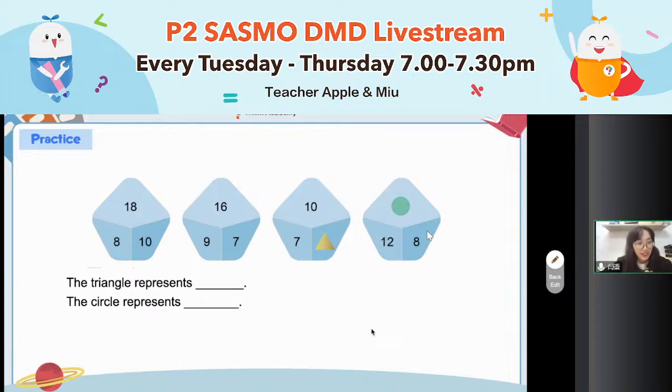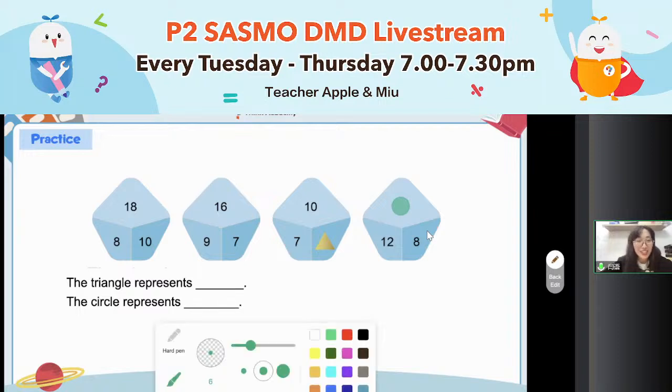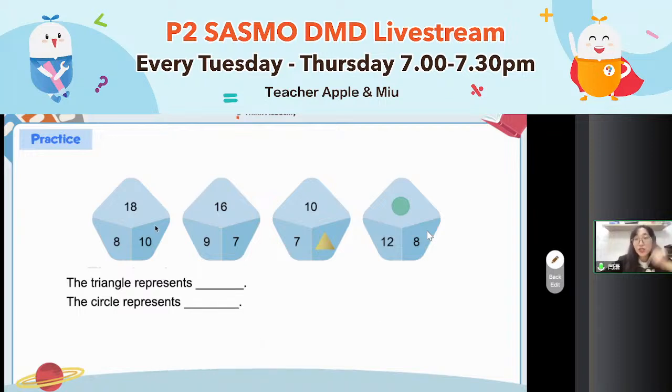The triangle represents, and the circle represents. Think about it. Wow, super fast. Okay, well done. So actually, in this question, the logic is the same, right? First thing, you try to observe. Can you find a bigger number? From the first figure, that is 18. And how can we get 18? You try to observe. 8 plus 10 equals 18.